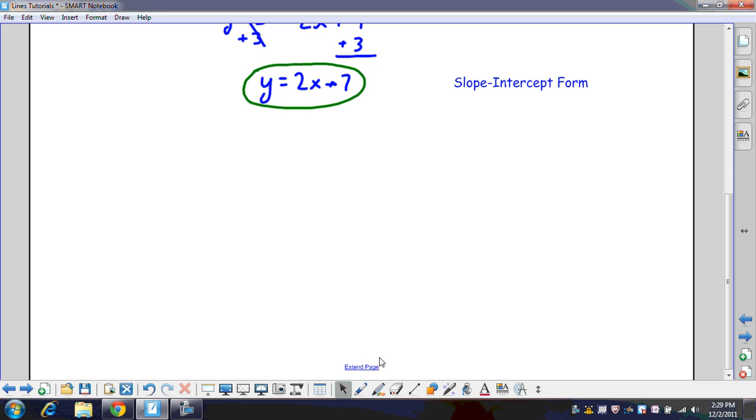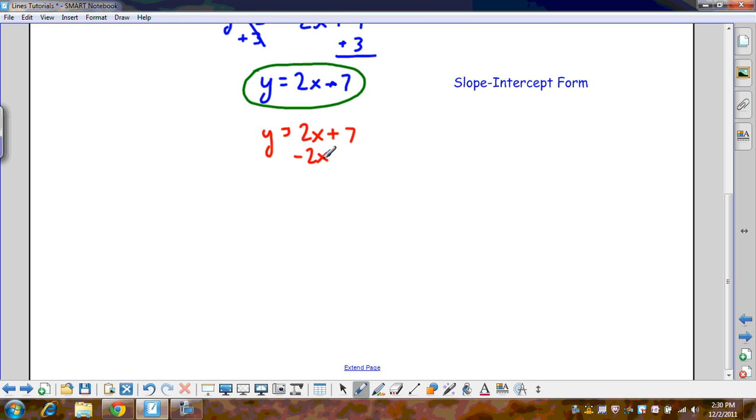So I have my point-slope form and I have my slope-intercept form. It all depends on what you're being asked to find. If you're being asked to find point-slope form, stop there. If you're being asked to find slope-intercept form, you've got to keep on going. It just depends on what form you're being asked for. Now let's talk about standard form real quick. If you're being asked for standard form, you've got to go a little bit further.